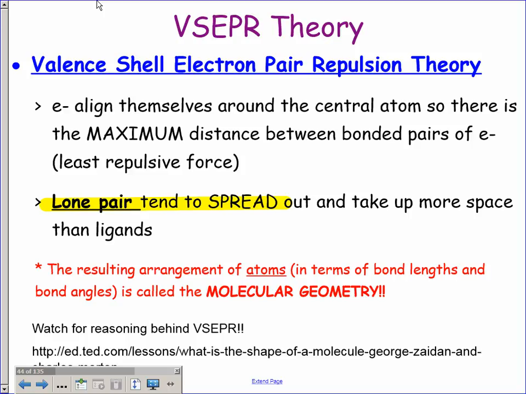So this is something we've already spoken a lot about. So the VSEPR theory, valence shell, say the rest of it, electron pair repulsion. We talked about the lone pairs taking up a lot of space. Generally, if you have an expanded octet, where are the lone pairs at?